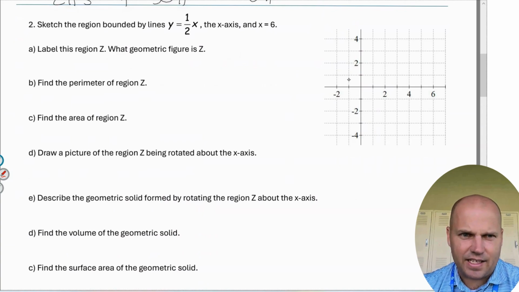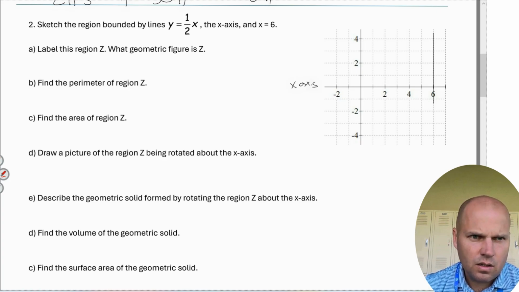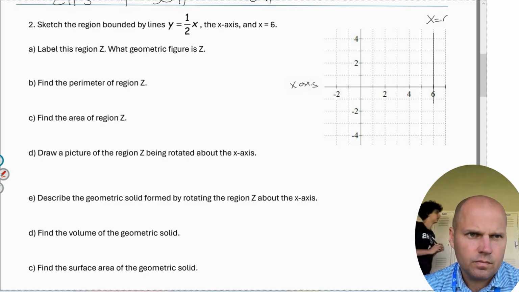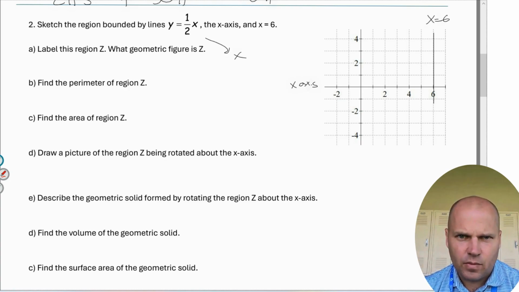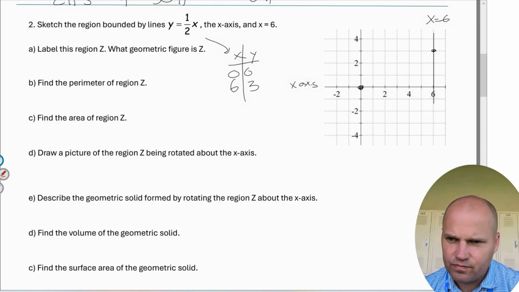All right, next region. Here's the x-axis. X equals 6. Y equals 1/2 x. Easy. X-axis is when y is 0. When y is 0, x has to be 0. You have the point 0, 0. If x is 6, y is going to be 3. So at this point, 6, 3.